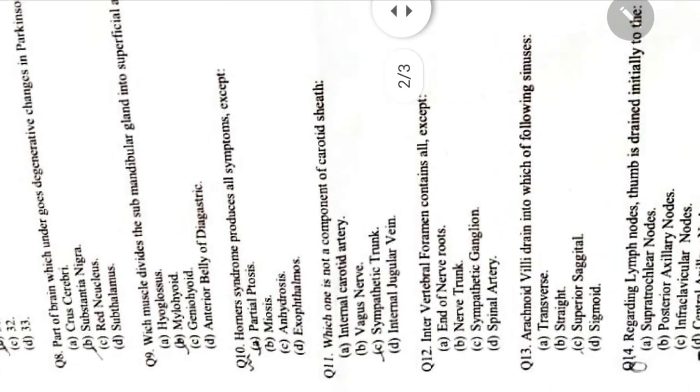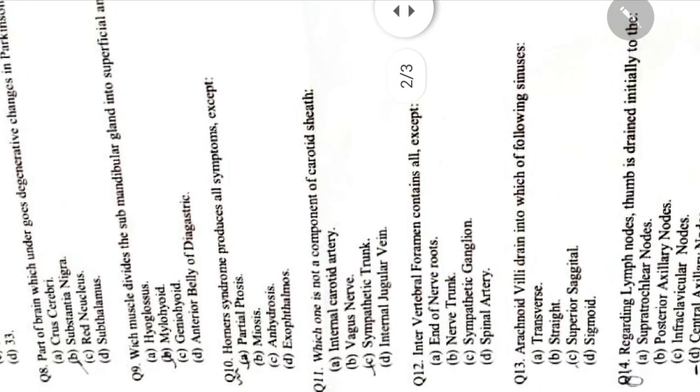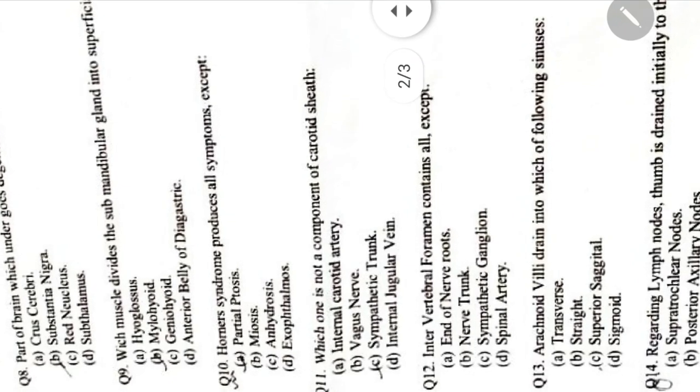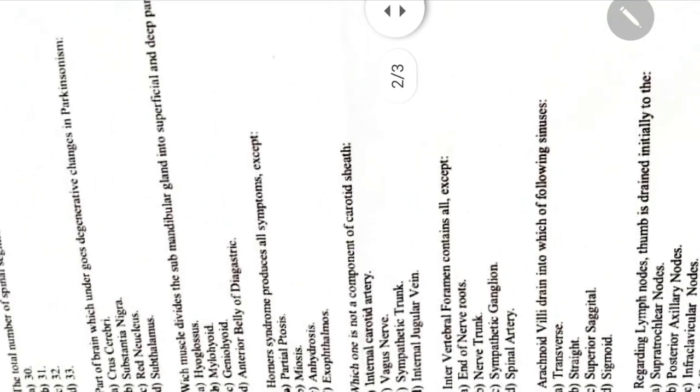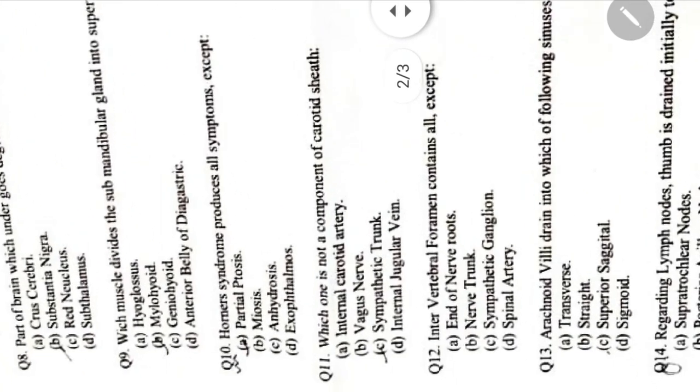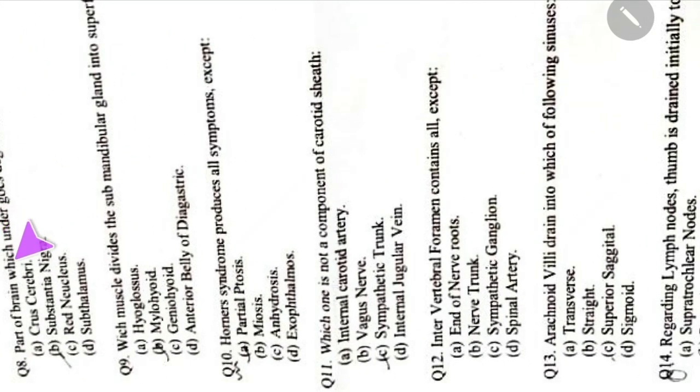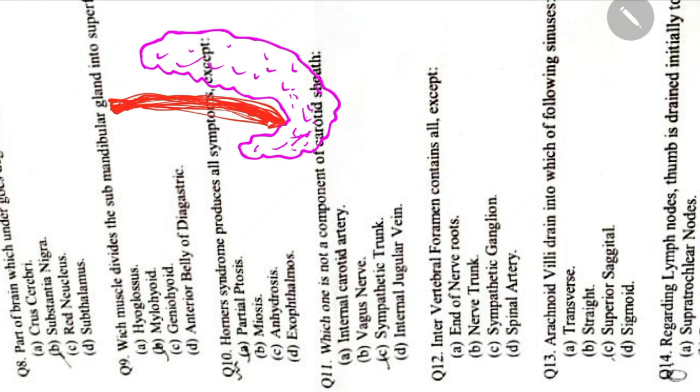Parkinsonism. Question number 9. Which muscle divides the submandibular gland into superficial and deep parts? Now look here. We're talking about this J-shaped gland, the submandibular gland, and what they have asked is which muscle indents or divides this gland into superficial and deep parts. So the question is, which muscle is this?